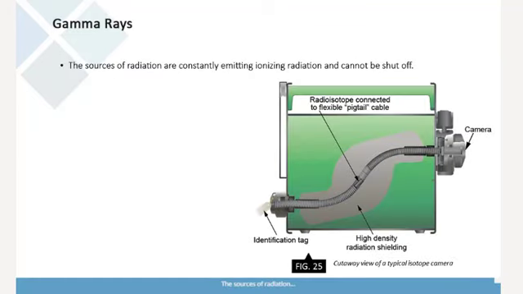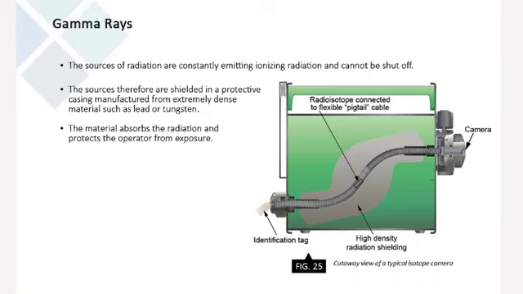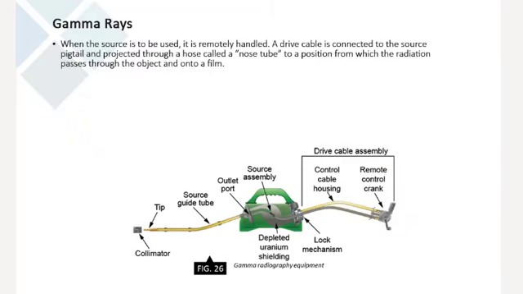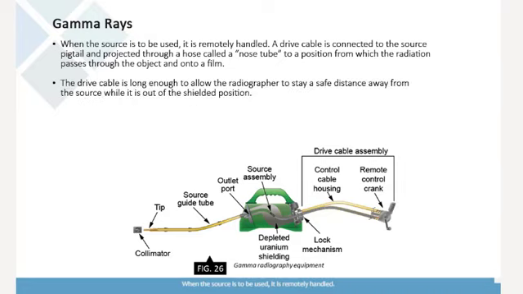The sources of radiation are constantly emitting ionizing radiation and cannot be shut off. The sources therefore are shielded in a protective casing manufactured from extremely dense materials such as lead or tungsten. The material absorbs the radiation and protects the operator from exposure. When the source is to be used, it is remotely handled. A drive cable is connected to the source pigtail and projected through a hose called a nose tube to a position from which the radiation passes through the object and onto a film. The drive cable is long enough to allow the radiographer to stay a safe distance away from the source while it is out of the shielded position.